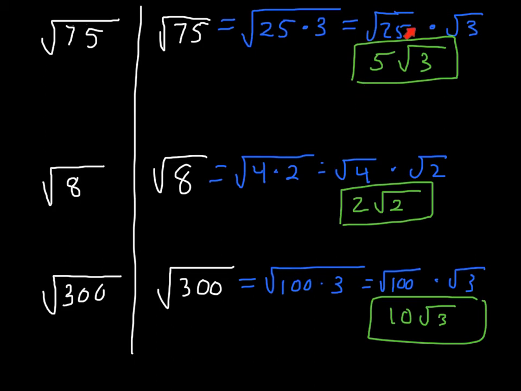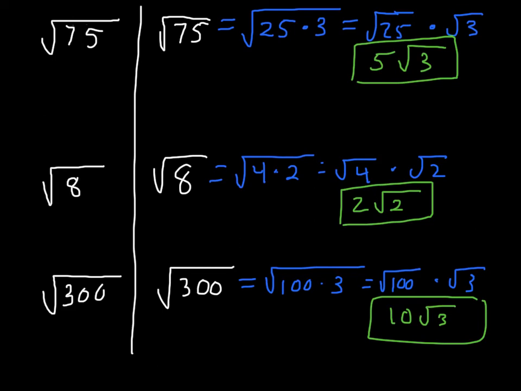So I like to do my perfect square first and my non-perfect square last. Perfect square first, non-perfect square last. That way when I split it up into these two, I have the square root of 5 in front, and then the square root of 3, square root of 2 in front, and then on the square root of 2, square root of 100 in front, so that's 10 on the square root of 3. Okay, so that's just my preference.